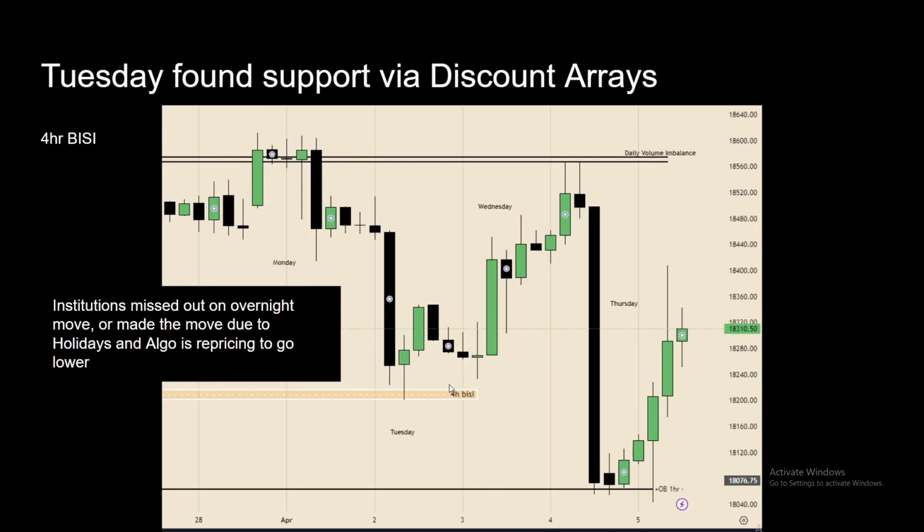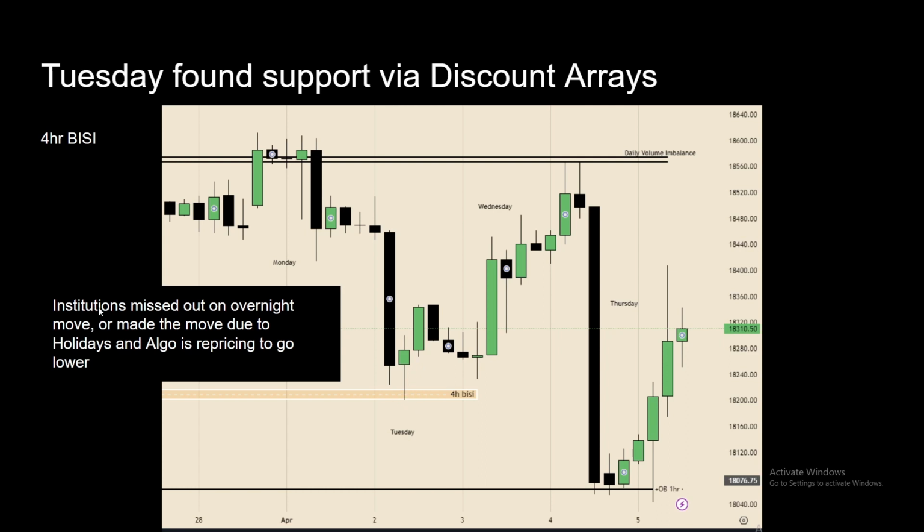Okay, let's see. Yes, Tuesday we found support via discount arrays. Here I have labeled a 4-hour buy side imbalance, sell side inefficiency that it looks like it filled and then used to bounce itself back up Tuesday morning, I believe.